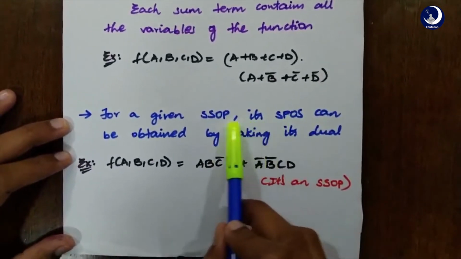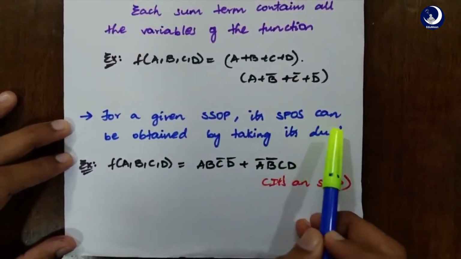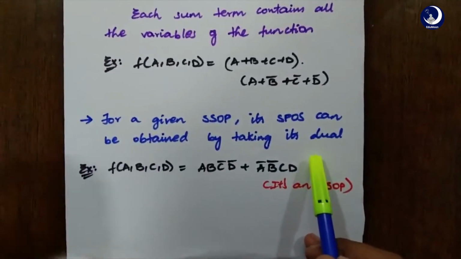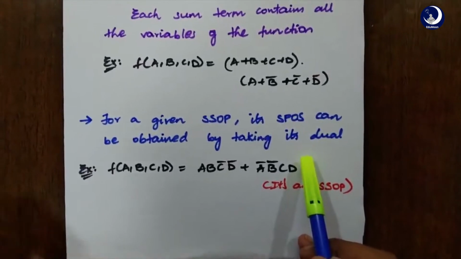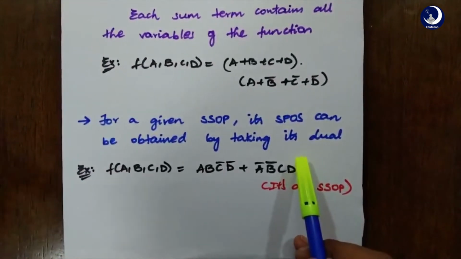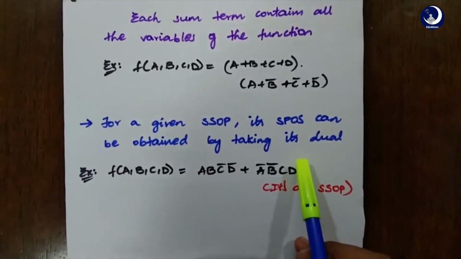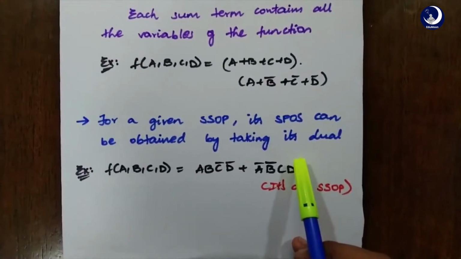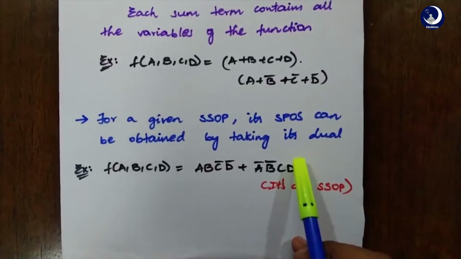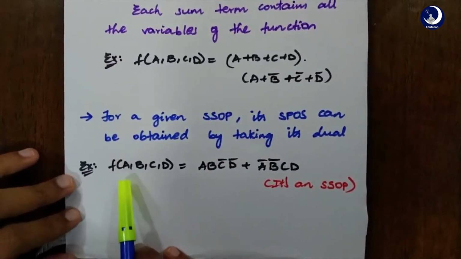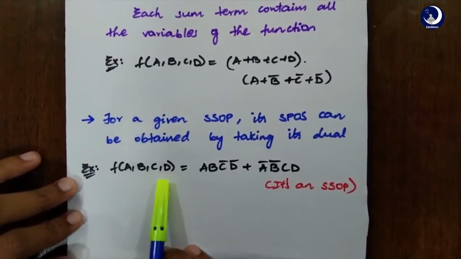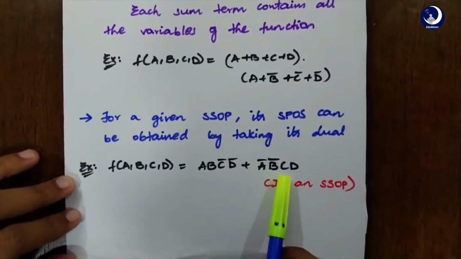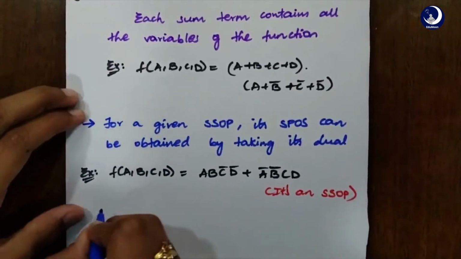For a given SOP, its standard POS can be obtained by taking its dual. I hope you're clear with the concept of dual. Dual is nothing but converting AND into OR and OR into AND, 1 with 0 and 0 with 1. But we are not dealing with their complements, as a complement cannot be converted to its normal form. So if a function is given like f of a, b, c, d equals a b c bar d bar plus a bar b bar c d, how can we write its dual form?